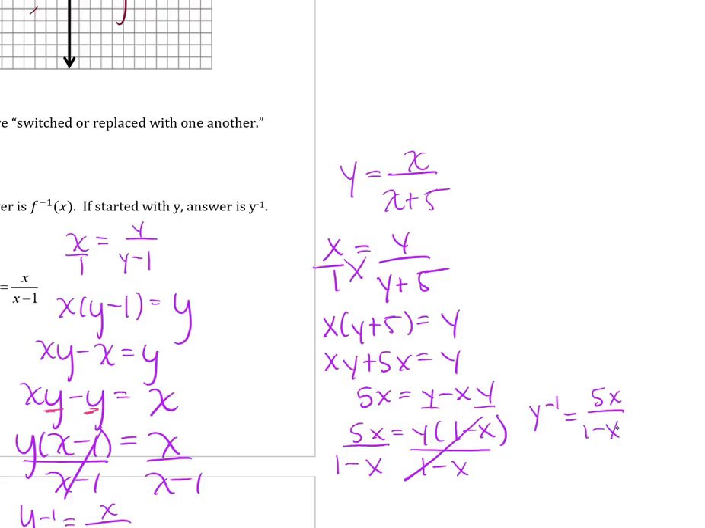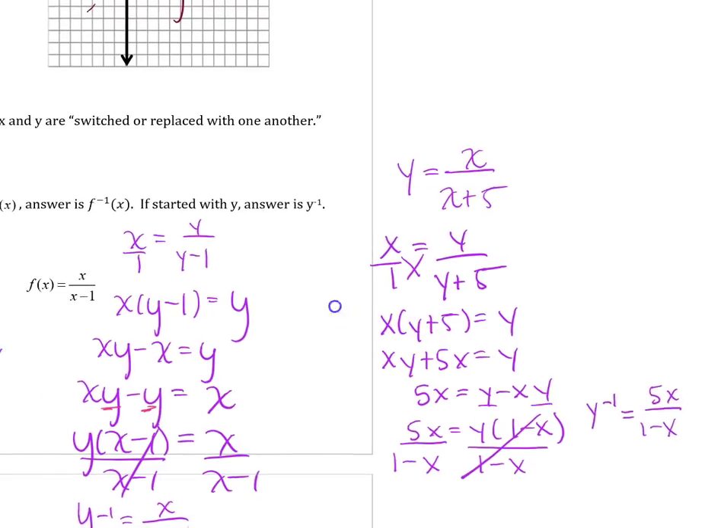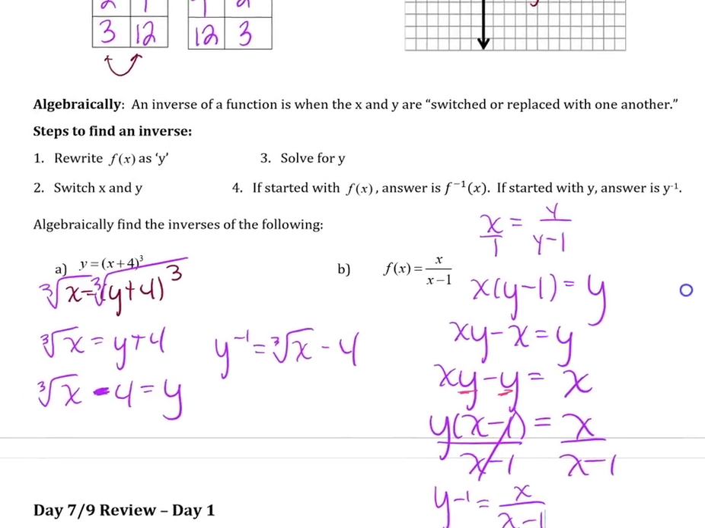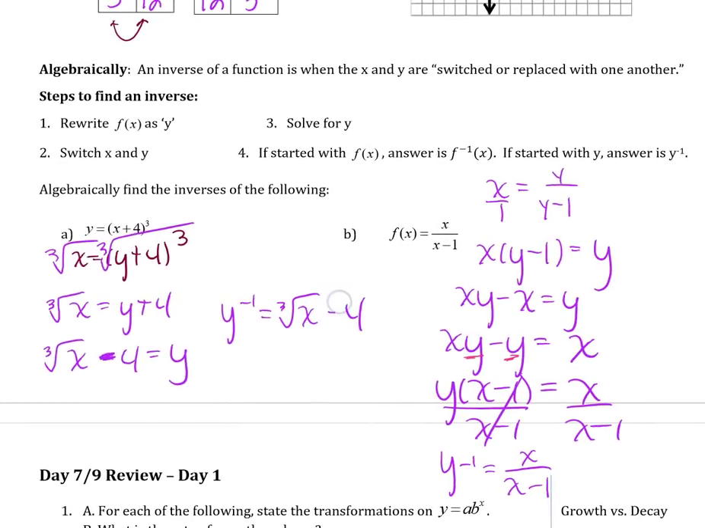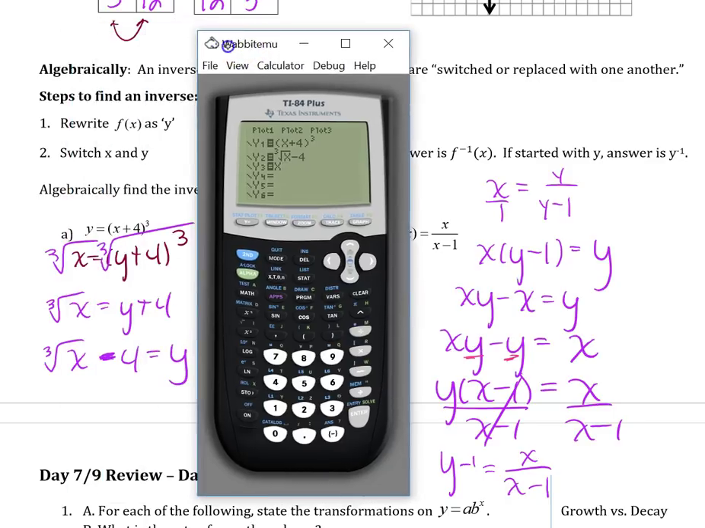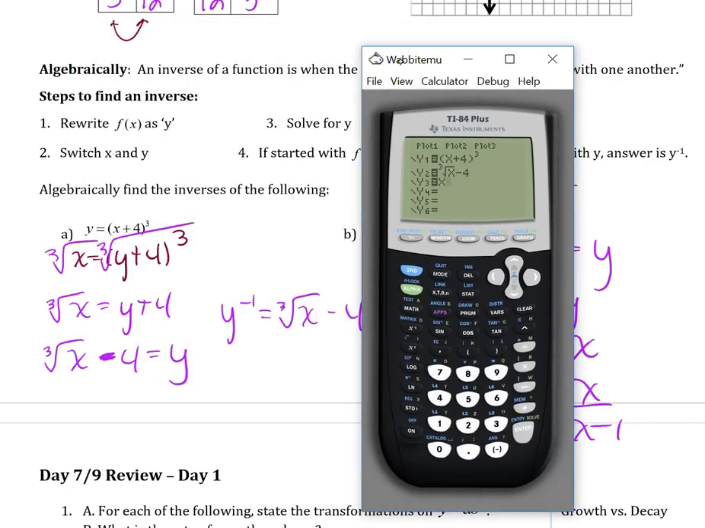Now, that is more exciting. You could graphically verify these two to see, does it look like it has been reflected over the line y equals x? So let's actually do that with this first one. So let me pull out my calculator. Okay, so in my graphing calculator, I just put in the original function, the inverse that I found, and I'm going to put in y equals x just to show you how it looks like it's reflected over that line.